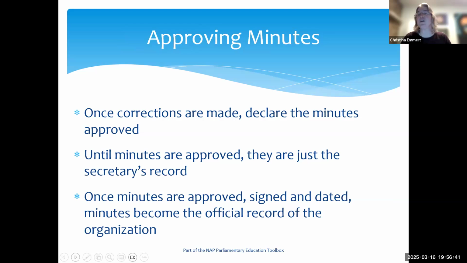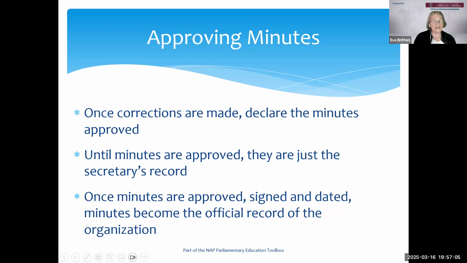So yeah, if you had a meeting today and you had minutes to approve, you would put, I think today's the 15th, yeah, March 16th, 2025. So you would put the date that they were actually approved, not the date they were sent out. Because when they're sent out, they're still the secretary's notes. They're not the official record until you're at the meeting that they were approved at. So you would put the date that they were approved.